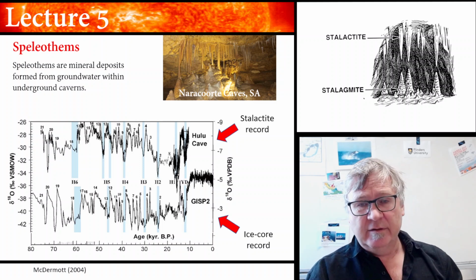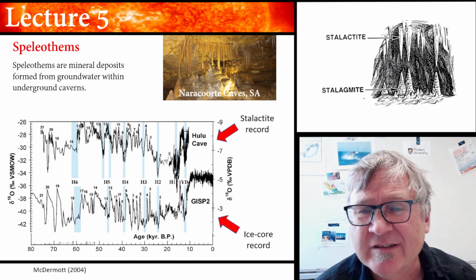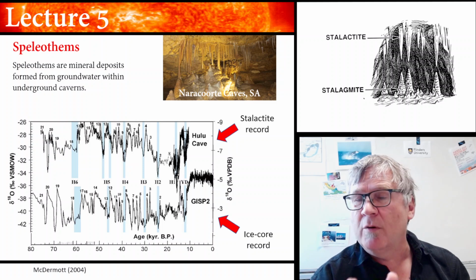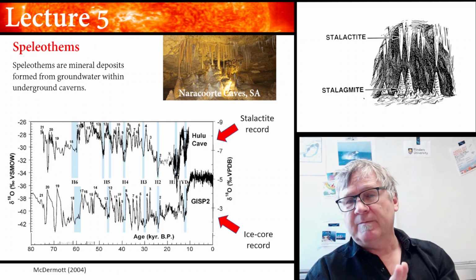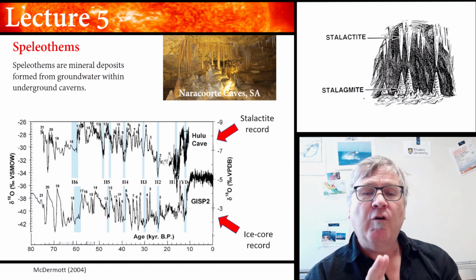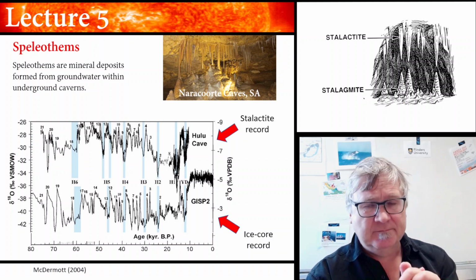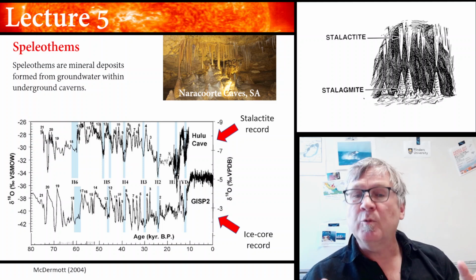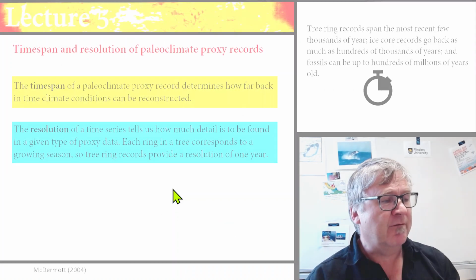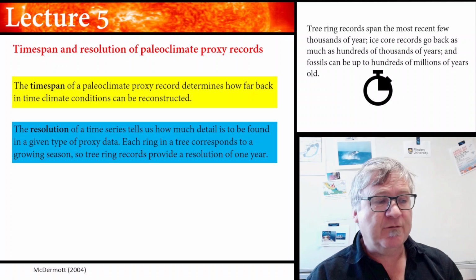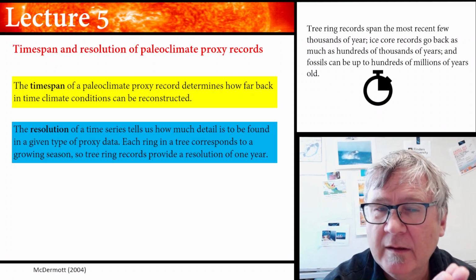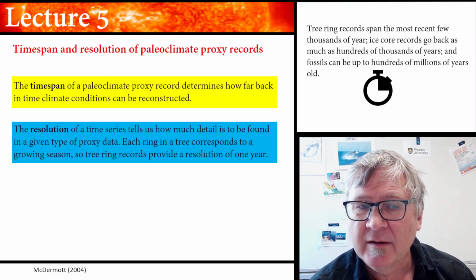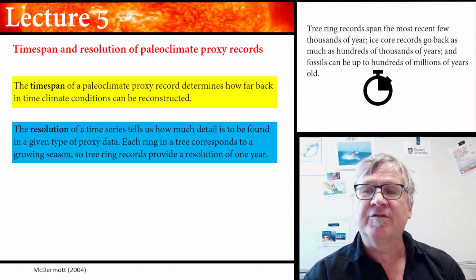All right. So now you know about all these different types of materials that you can use, and there are two important questions you want to know for each method that you're using. What's the time span? And what is the resolution? Let's talk about these two very important terms. Firstly, the time span. The time span of a paleoclimate proxy record determines how far back in time climate conditions can be reconstructed.